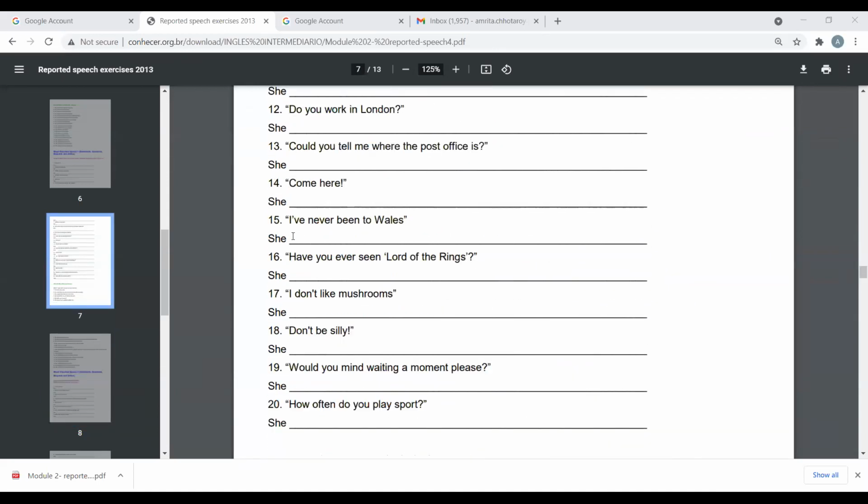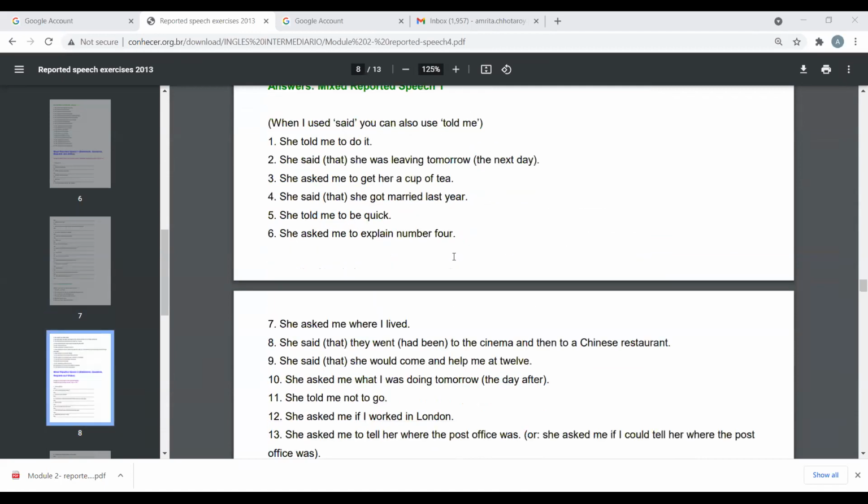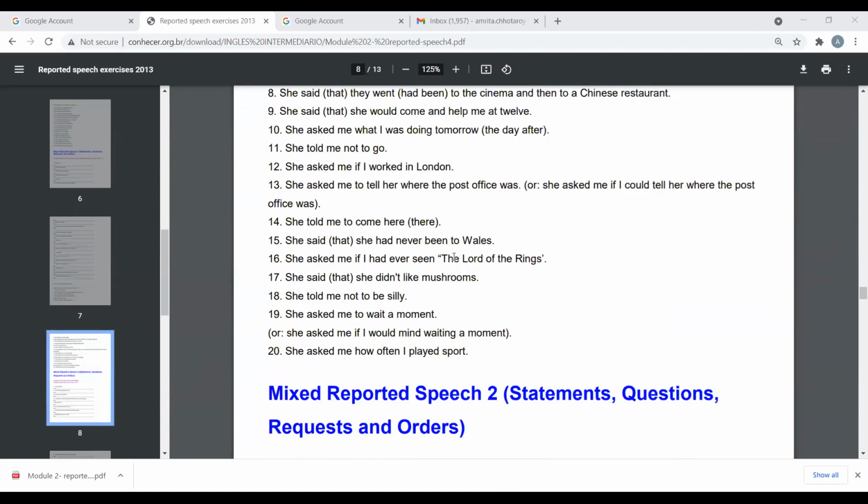Okay, 15. I have never been to Wales. You can check the answer. She said that she had never been to Wales. Wales is a place.